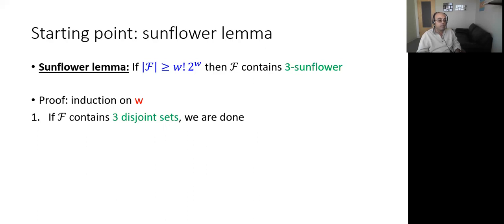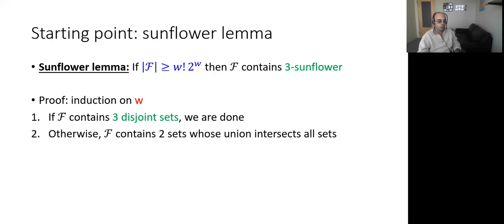And then we're going to ask, what if this doesn't happen? Well, if this doesn't happen, then I claim that F must contain 2 sets whose union intersects all other sets. Why? Because if I take one set, either it intersects all other sets and we're done. If not, there's a disjoint set. Let's take that one. Now we have 2 sets. By assumption, there won't be a 3rd set disjoint from both of these 2. So the union of these 2 sets would intersect all other sets.